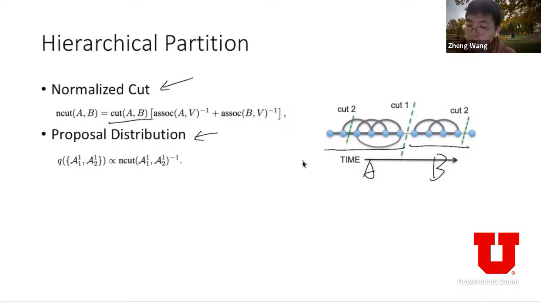Here, proposal distribution is a concept in Markov chain Monte Carlo sampling methods. They use both importance sampling and the independent chain Metropolis-Hastings sampling method to sample the possible partitions, and use those.